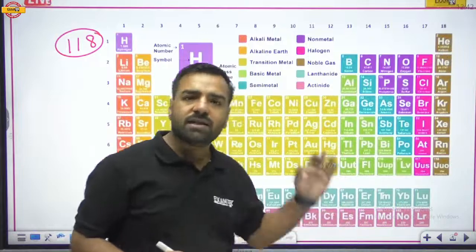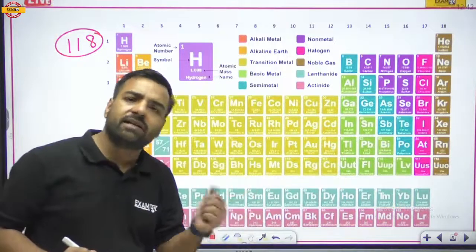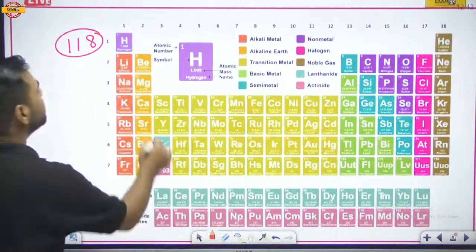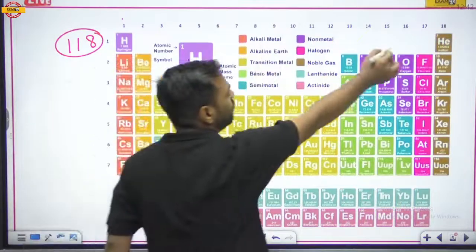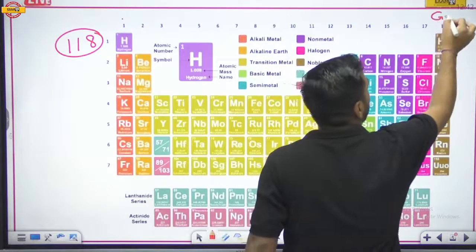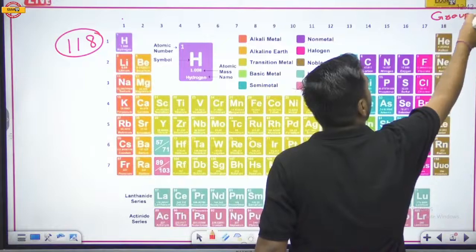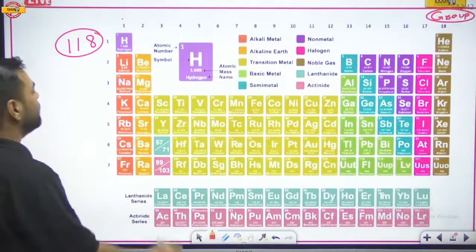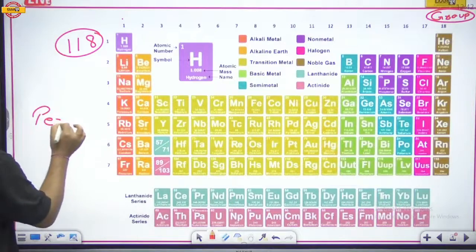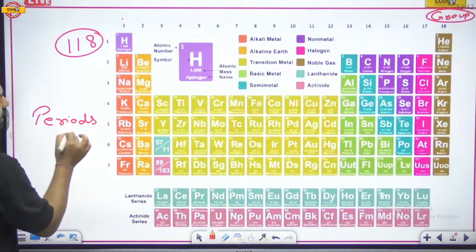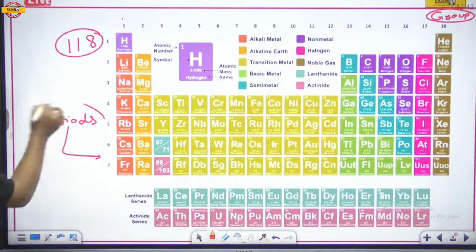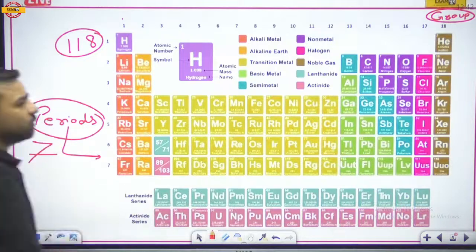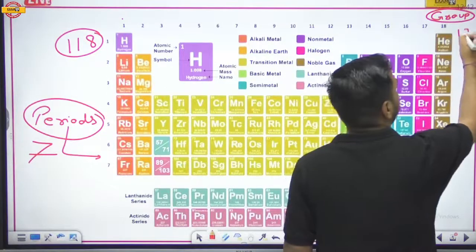Now apart from this, this is the basic one, but still it is asked. Let me tell you, it has a total of 18 groups. How many groups are there? We have 18 groups here. Now if I talk about periods, how many periods are there? The number of periods present here is 7, and the total number of groups is 18.